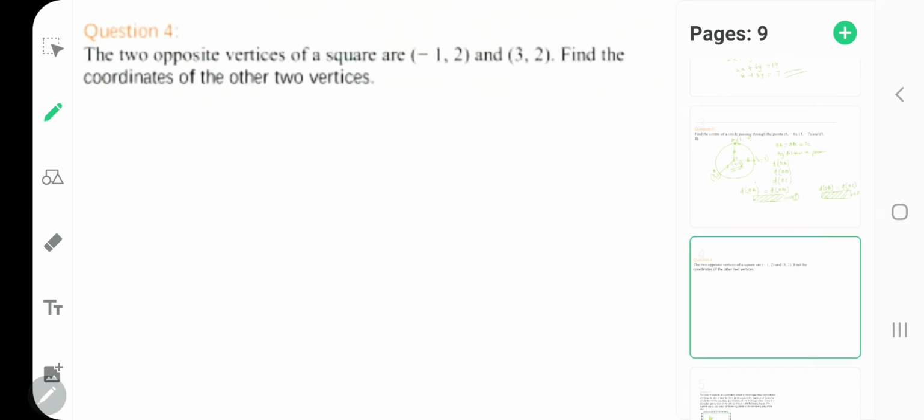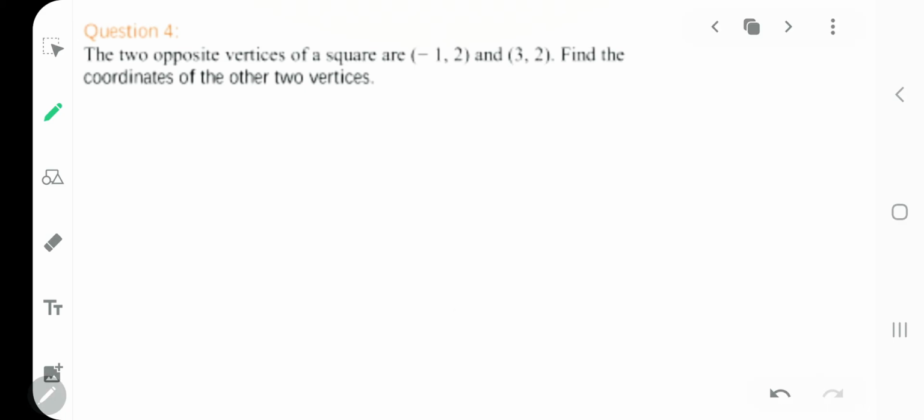Next is: 2 opposite vertices of a square are given to you. Let's see. Suppose I write A, B, C, D. So A is given as (-1, 2) and C is given as (3, 2). And what further you have to do? Find the coordinates of the other 2 vertices. Now if I point this as (x, y), I have to find this as well as the D coordinate. Clear?